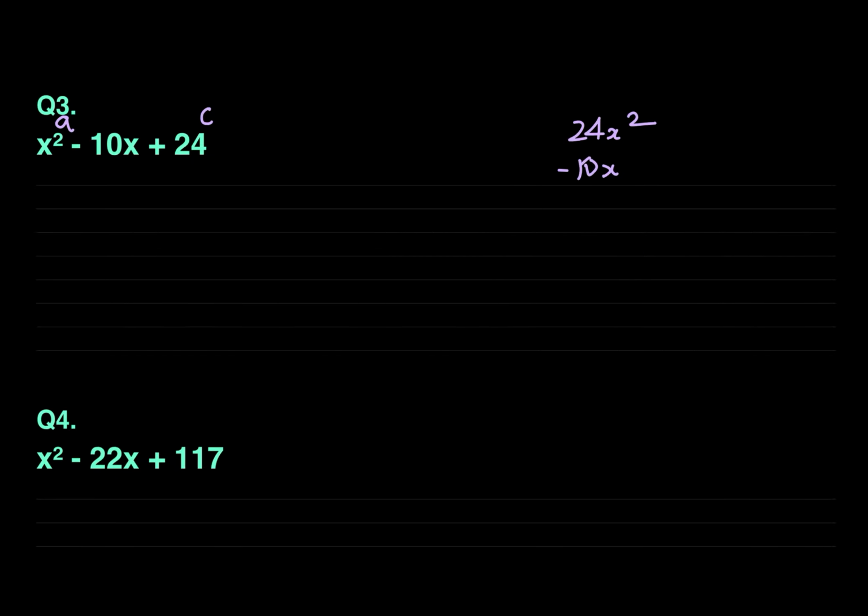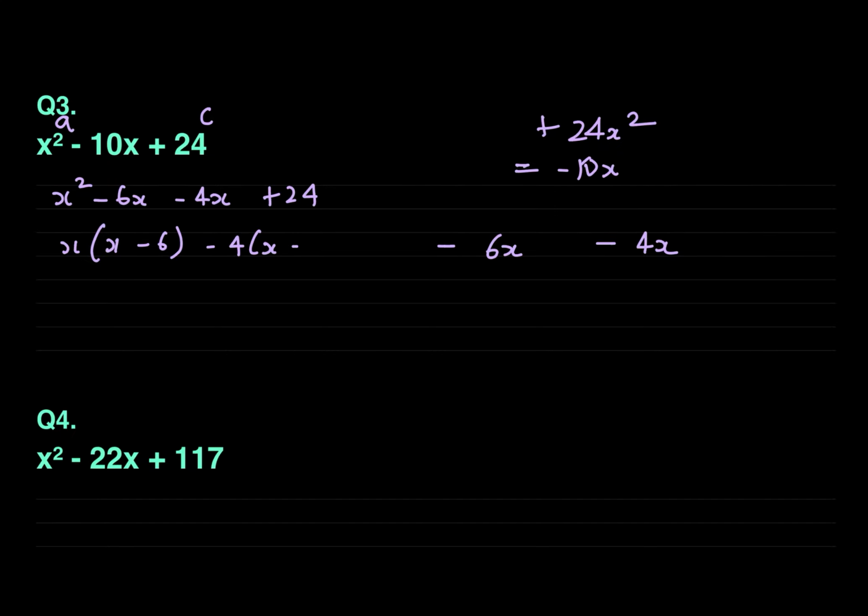Okay, the next pair is 6x and 4x. Minus 6 and minus 4 will give me minus 10x. Yes, and minus 6 and minus 4 will also give me positive 24x square. So these two terms I'm going to place in between. X square plus 24 minus 6x minus 4x. So x minus 6 minus 4x minus 6.